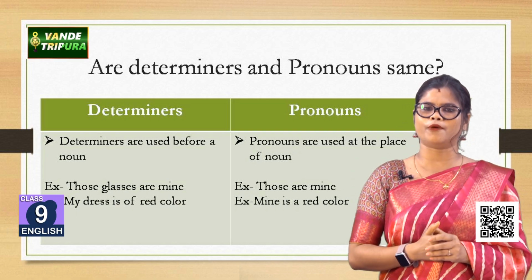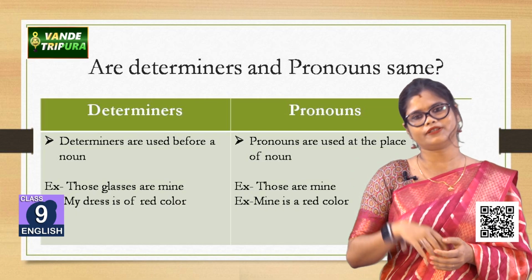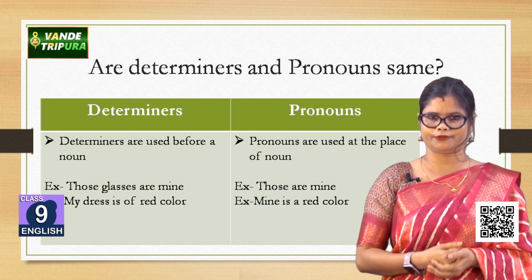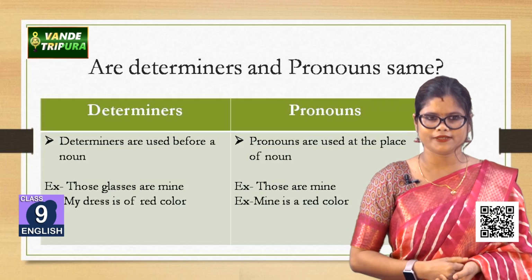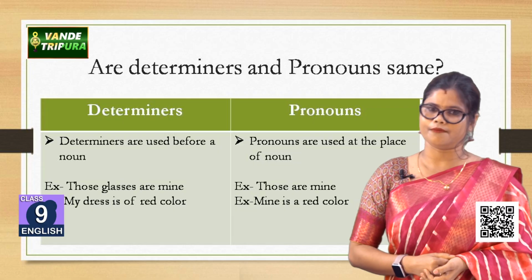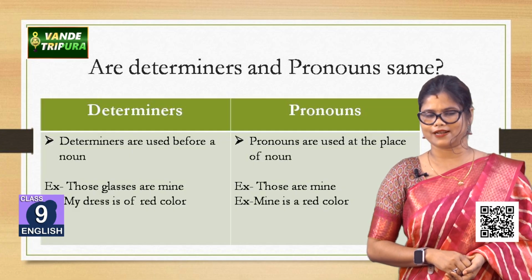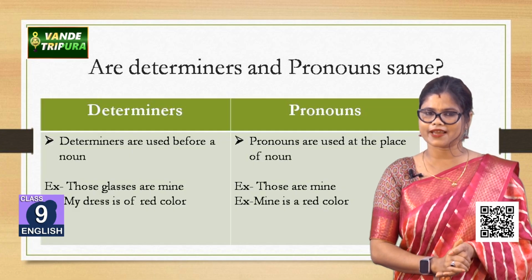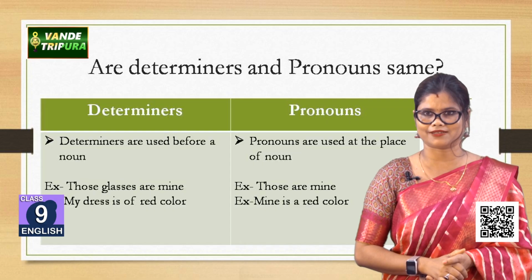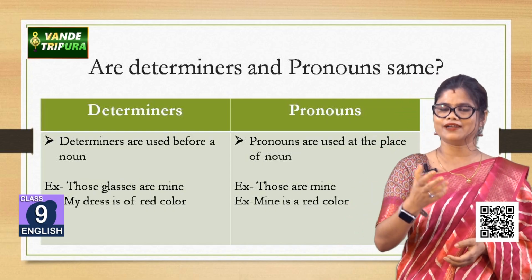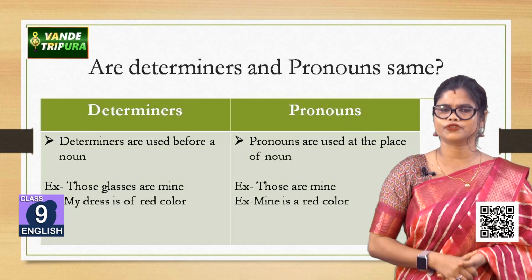কিন্তু প্রোনাউনের সময় আমরা কিন্তু এটা দেখব না। প্রোনাউন যখন আমরা ইউজ করব তখন সেখানে কিন্তু ডিটারমিনার থাকবে না, ডাইরেক্ট প্রোনাউন আসবে, ঠিক আছে। So see the examples: those glasses are mine, those are mine. Now can you see the difference? Those glasses. So in the first line we see the presence of a noun, glasses. Glasses is a noun, and in the second line we can't see the noun, so this is a pronoun.